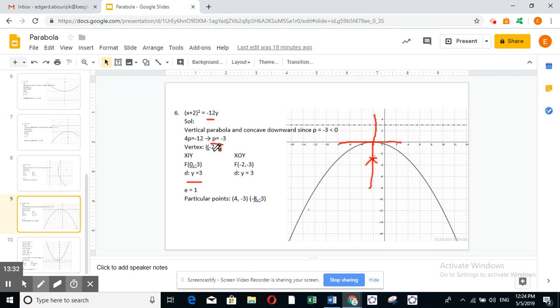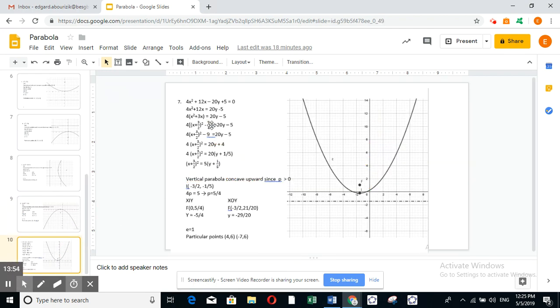Since I want it with respect to x or y, I add for every x minus 2, and for every y 0, you get these. Eccentricity is 1, and you can take a particular point. Here I took y to be negative because the square cannot be negative, so I must take y to be negative, minus times minus to be positive.